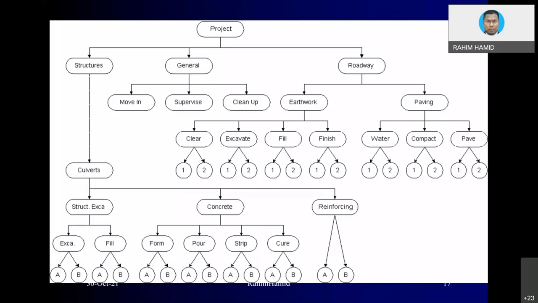Let's say one project. This is an example of a WBS. You see, you split the activity between structure, general, and roadway. And in WBS, they do have what we call levels. This is what we call level one, level two, and then this could be level three. It depends. If you look at it in terms of group, this could be level one, this could be level two, this could be level three. So you have to look at it in terms of the grouping.